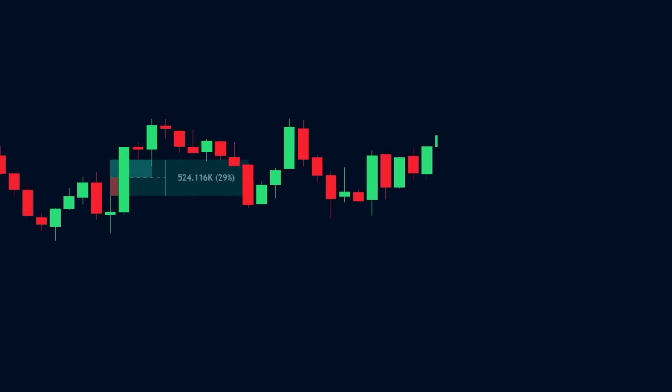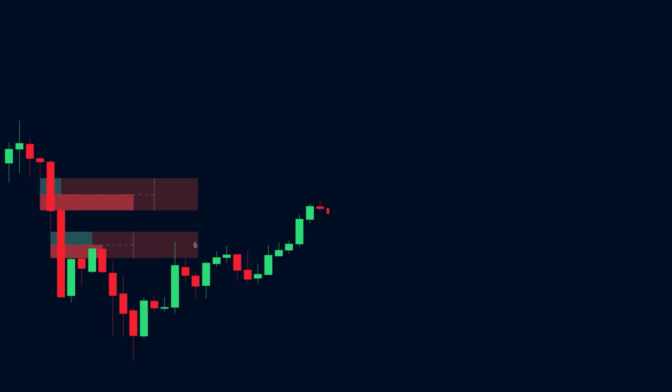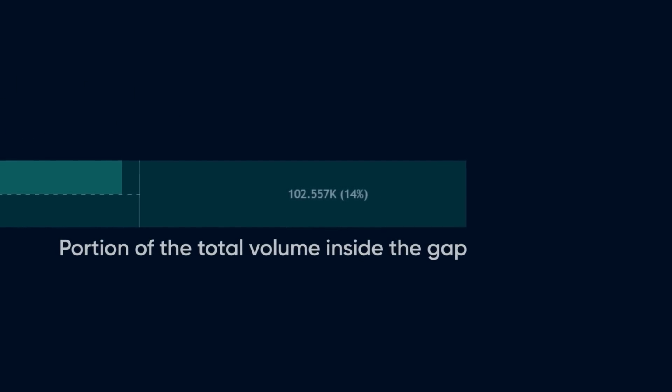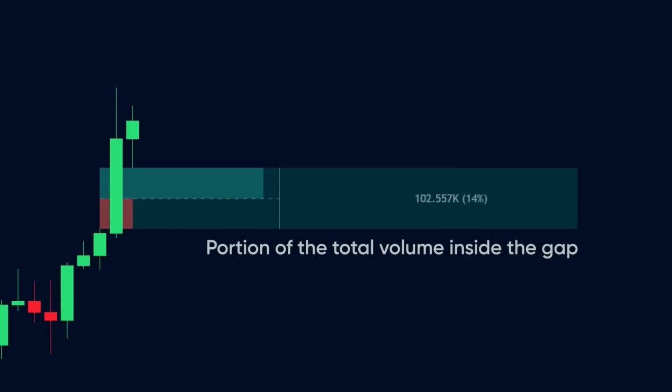This breakdown helps reveal whether the imbalance was fueled by real market participants or just noise. The indicator then displays both the total volume and the percentage split. The indicator also displays a percentage for each gap. This number tells you what portion of the total volume inside the gap came from the smaller side, or the side going against the gap's direction.